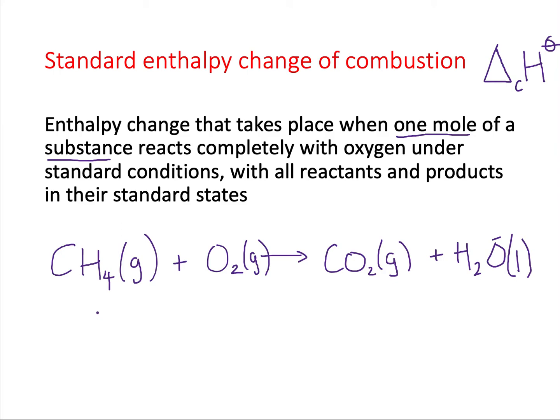Okay, so when it comes to balancing this, I've got to make sure that I only have 1 mole of my substance. So I shouldn't have a balancing number in front of here. Okay, so if I now balance that, I need to have 2 waters and 2 oxygen. So that's fine. I've still got 1 mole of that. Okay, so that's the important part of enthalpy change of combustion. You have 1 mole of the substance burning. You shouldn't have a balancing number in front of that.